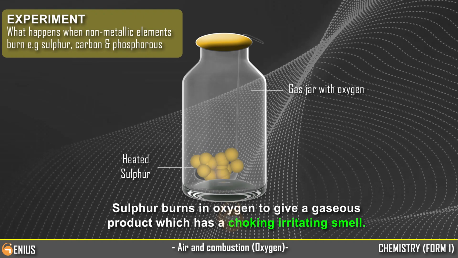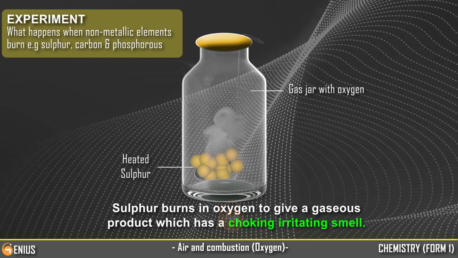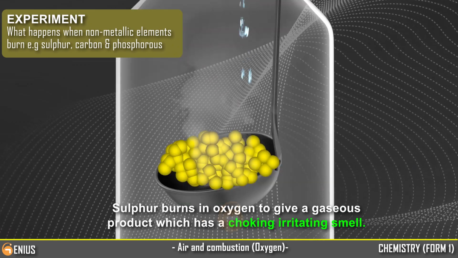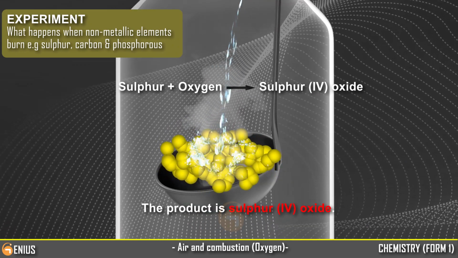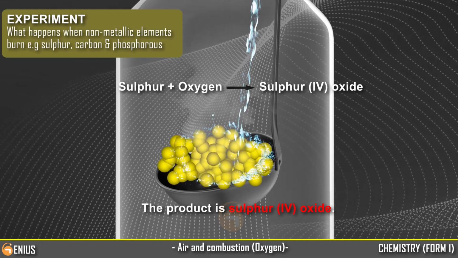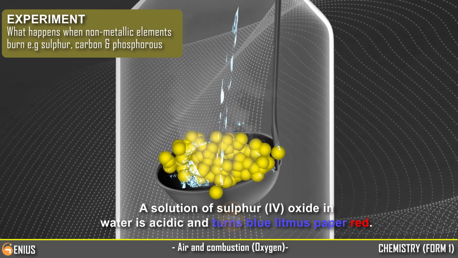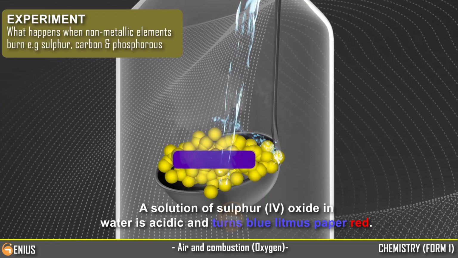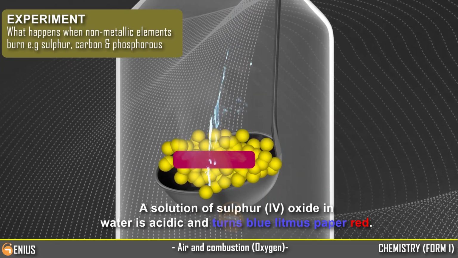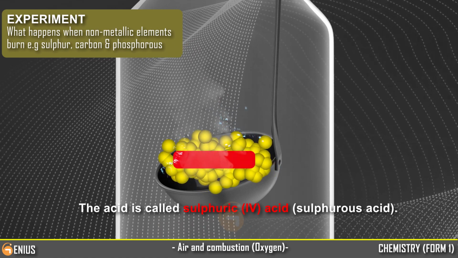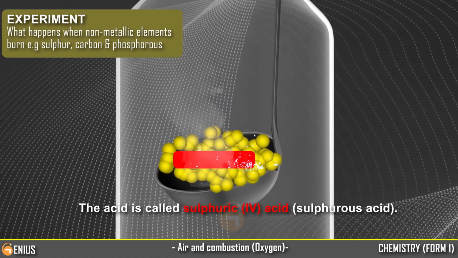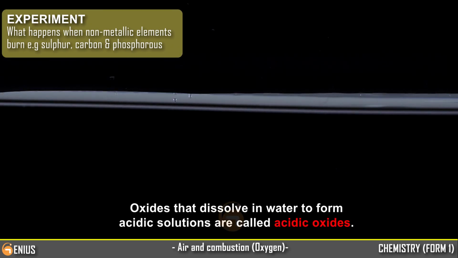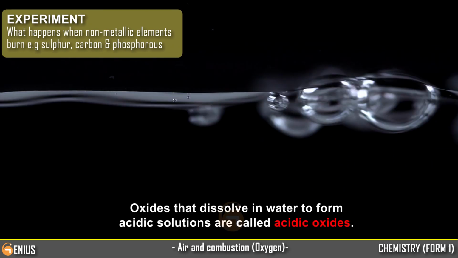Sulfur burns in oxygen to give a gaseous product which has a choking, irritating smell. The product is sulfur(IV) oxide. A solution of sulfur(IV) oxide in water is acidic and turns blue litmus paper red. The acid is called sulfuric(IV) acid, sulfurous acid. Oxides that dissolve in water to form acidic solutions are called acidic oxides.